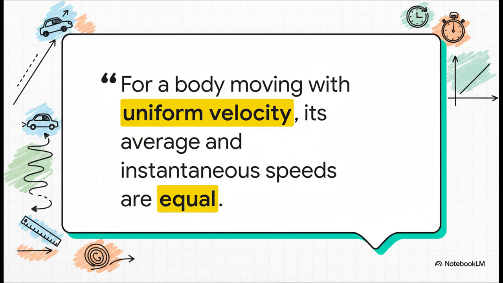Let's wrap up with one last really important idea to lock in. If something is moving with a uniform velocity, and that means constant speed and constant direction, then its average speed and its speed at any given moment are exactly the same. It's the simplest kind of motion, but it's a key principle.